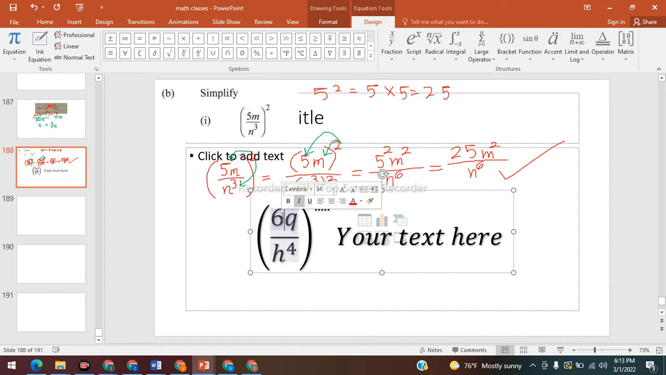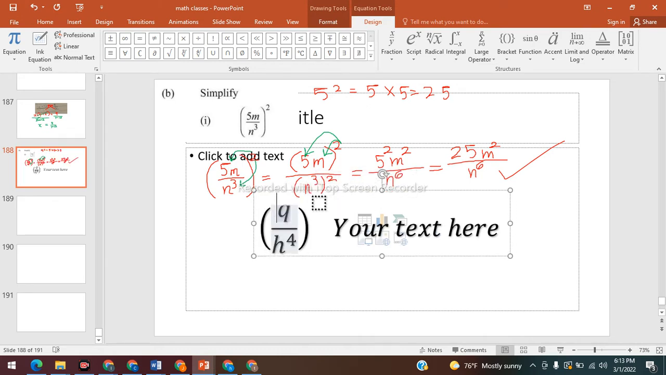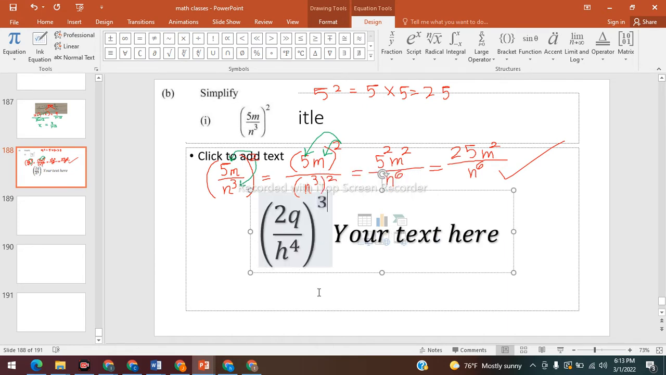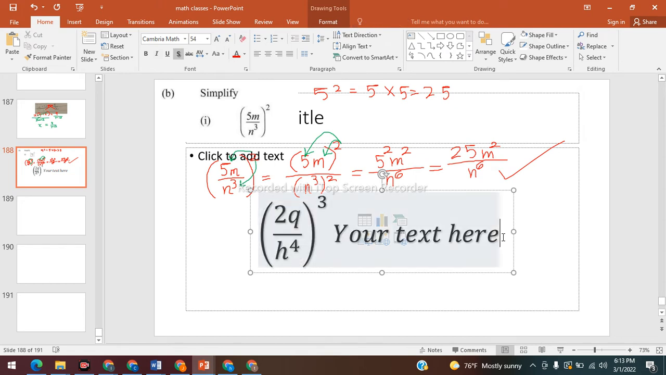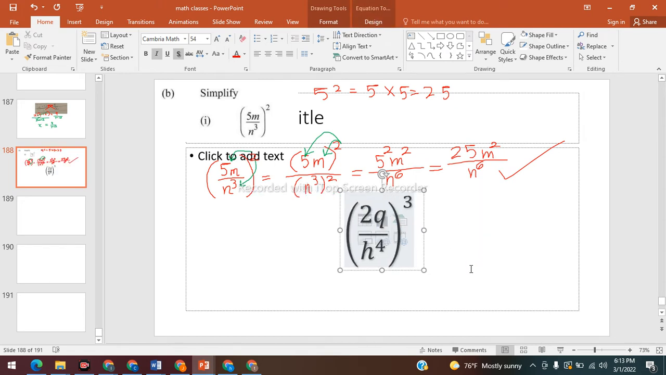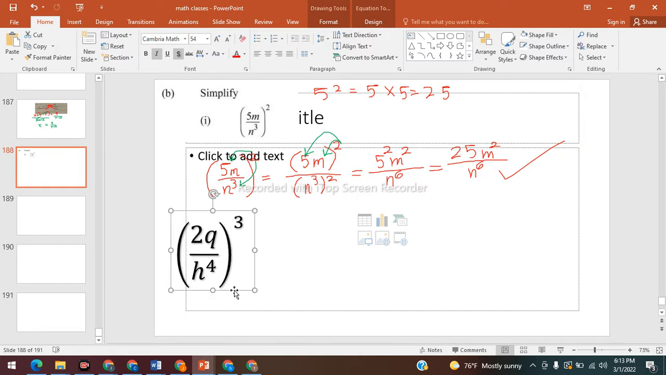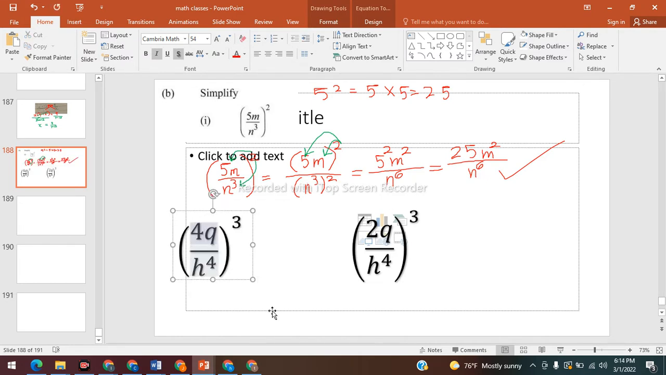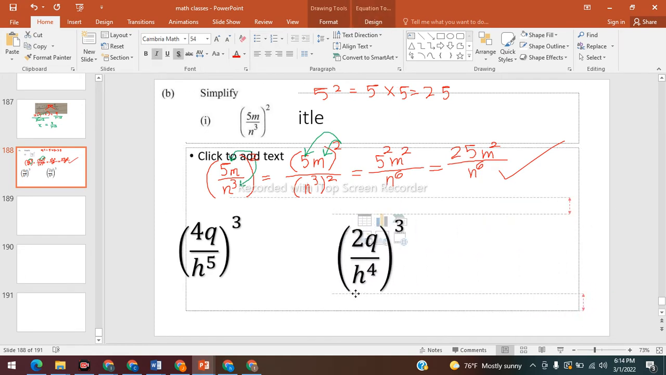let's not use 6. 6 is too high. So let's say that this is 2. We'll raise it to the power of, say, 3. I think that's good. So this is your first one. Good. So try that one. Now let's change this to 4. 4 is good. And let's change this to 5.